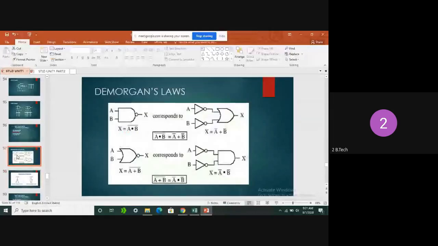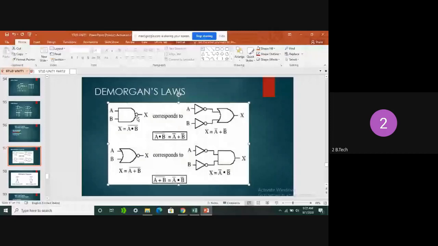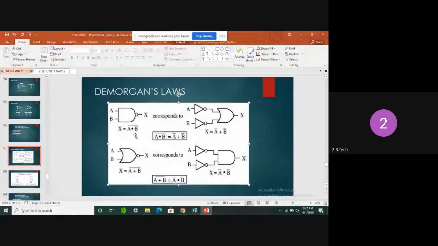And these are the De Morgan laws associated with Boolean algebra. See here, in the first diagram, it is clearly a NAND gate. What is the output of a NAND gate? It is the reverse of AND. If A and B are the two input terminals for an AND gate, the output is A dot B. Is that clear, all of you? Yes, sir. If it is inverted, A dot B whole bar, that is nothing but a NAND gate.